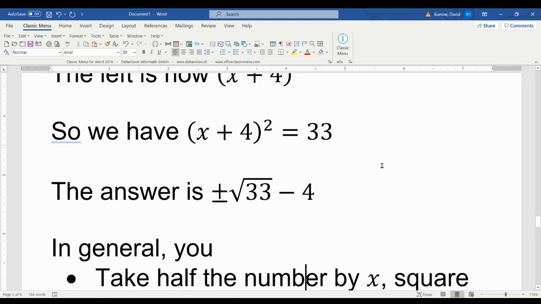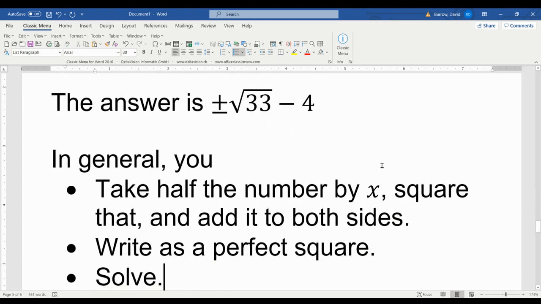We're going to look at two other quick examples, but I'm going to say in general, what you do is this. You look at the problem. You always take half the number that's by x, you square that, and you add it to both sides. So like in the problem we just did, it said 8x. What's half of 8? 4. And if you do 4 squared, I'm pretty sure you get 16, right? So that's why I added 16 to both sides. I take half of whatever's by x, I square it, and I add it to both sides.